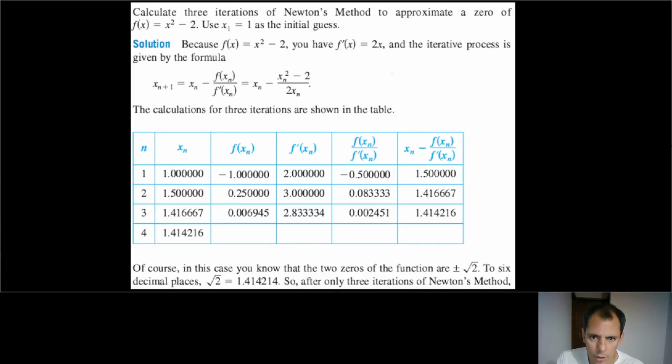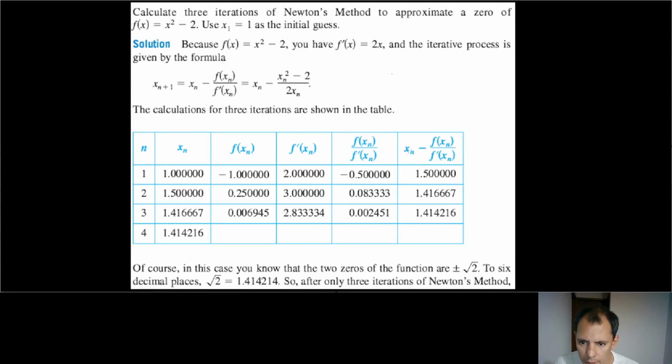Okay. So here we go. You start with the estimate of 1, okay, and then you find f of xn, which is what? f of x1. Why 1? It's just an estimate. So 1 squared minus 2 is minus 1. That's why you have a minus 1 in here, okay? And now you have to find the derivative at xn when xn equals 1. What is the derivative here? That's 2x. 2 times 1, 2. That's why you have this 2 here. Now when you do this divided by this, you have minus 1 divided by 2, which is minus half.